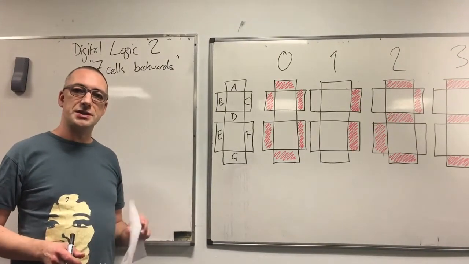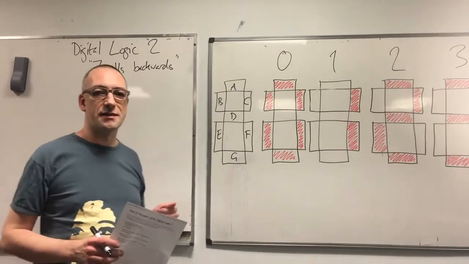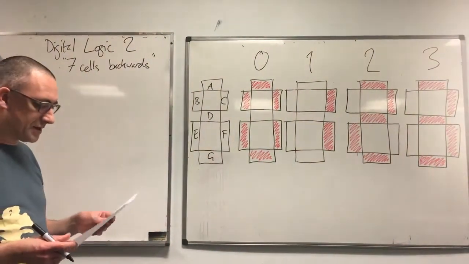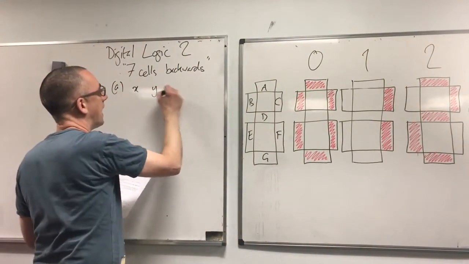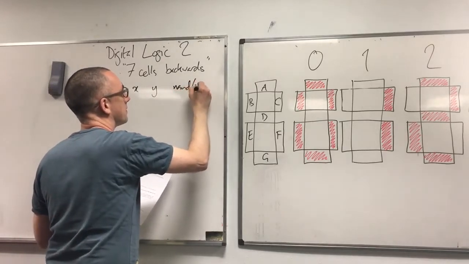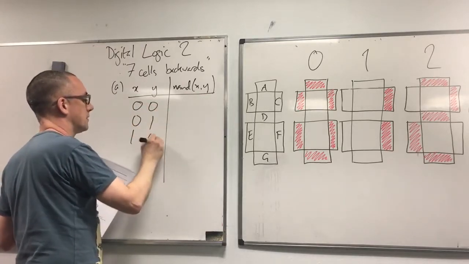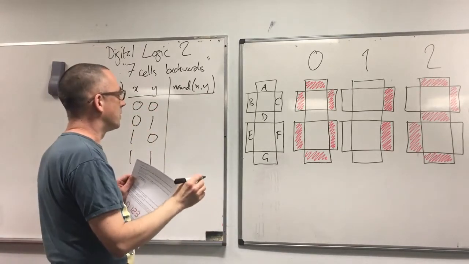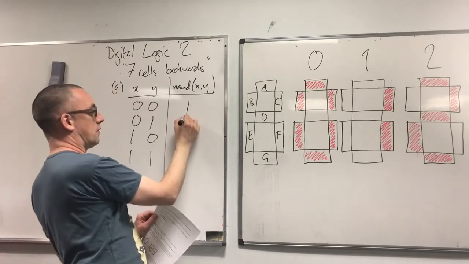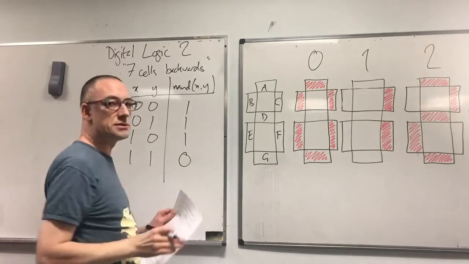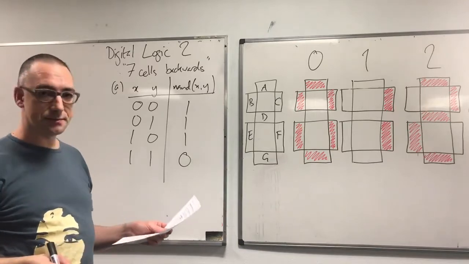Let's do the digital logic test question, which involved reading a number from a 7-cell display rather than sending one to it. In part A, we're asked for the truth table for a NAND gate. NAND is negated AND, so we want a 1 exactly if they're not both true, so 1, 1, 1, and then here they are both true, so we have 0. That's the truth table for a NAND gate.